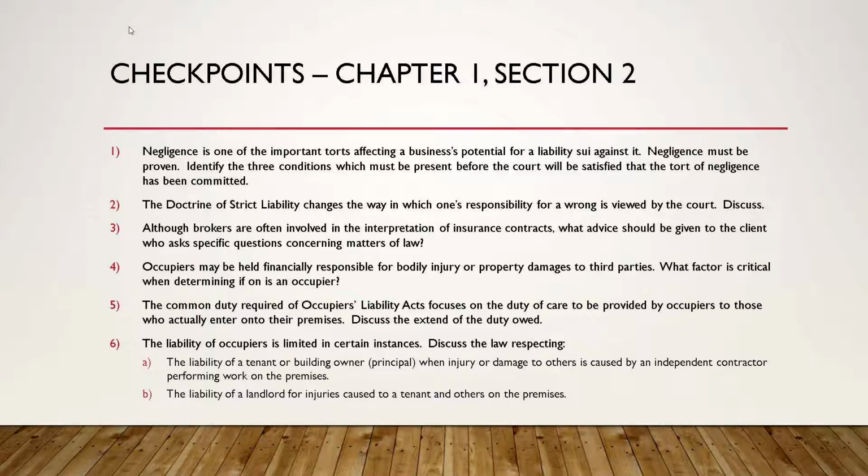All right, so chapter one, section two. Negligence is one of the important torts affecting a business's potential for liability suit against it. Negligence must be proven. Identify the three conditions which must be present before the court will be satisfied that the tort of negligence has been committed.